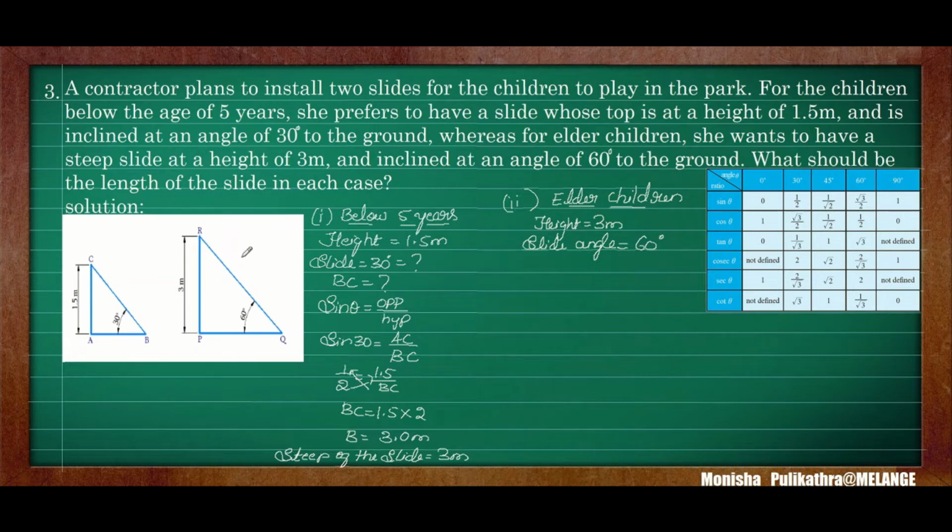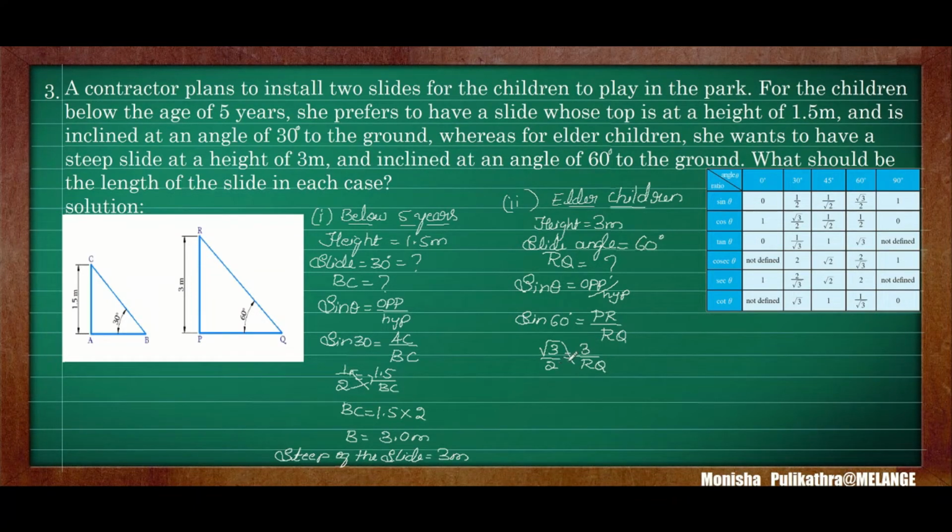Okay, same way we have to find it out. Here also we need to find the steep of the slide. Here the steep of the slide is given by RQ. So RQ we need to find out. Opposite side is given, hypotenuse we need to find out. So again we have to put sine theta. Sine theta is equal to opposite by hypotenuse. So the theta value is 60 degree. So sine 60 is equal to the opposite side PR and the hypotenuse RQ. Sine 60, according to the chart, is root 3 by 2. So root 3 by 2 is equal to PR, which is 3 meter, and RQ we need to find out.